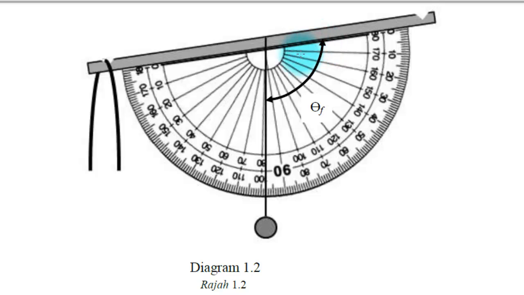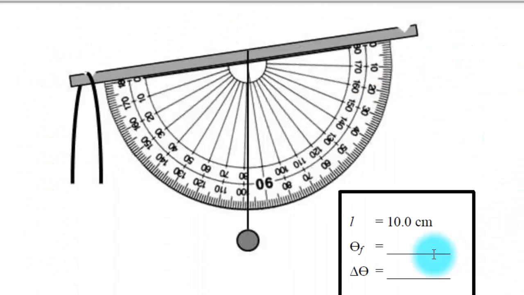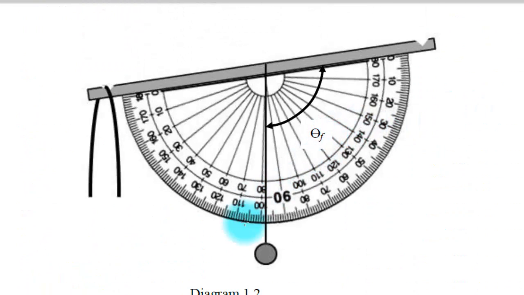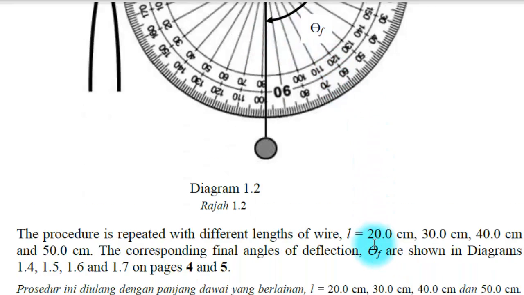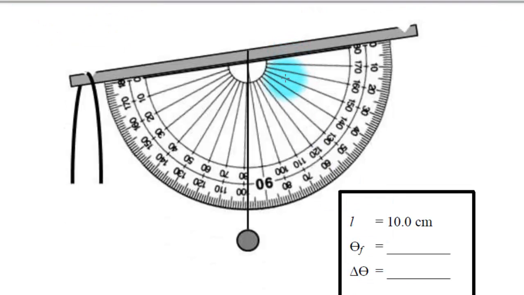So obviously, there are two sides of the protractor now. We need to measure the one on the right side. Okay, this is your theta F. Now look at the first diagram, diagram 1.3. They did not label theta F in the diagram, but you can see theta F already labeled in 1.2, and just follow this guideline. So it means that your theta F will be on the right side.